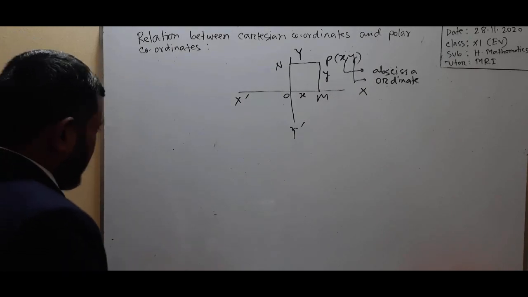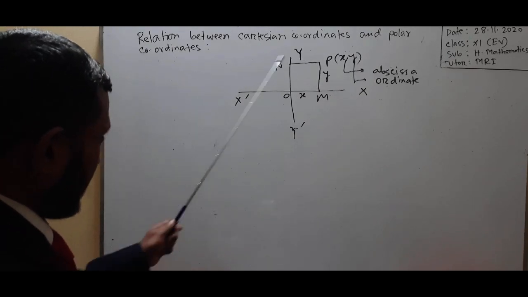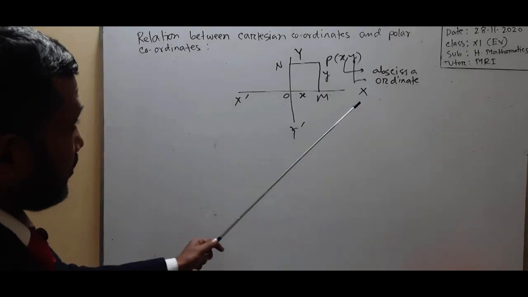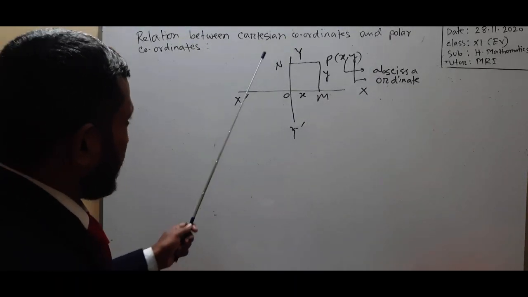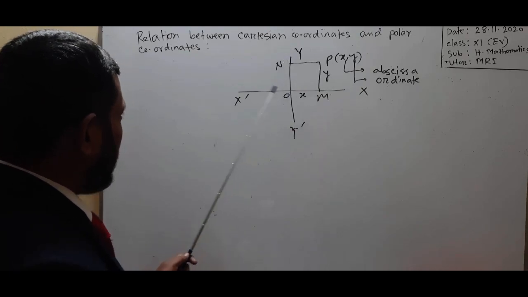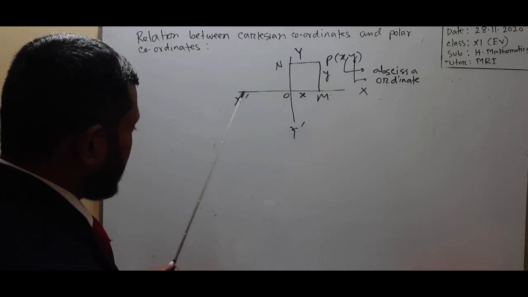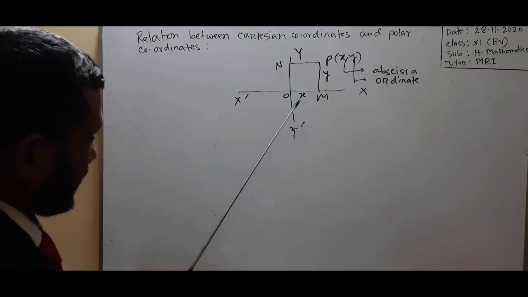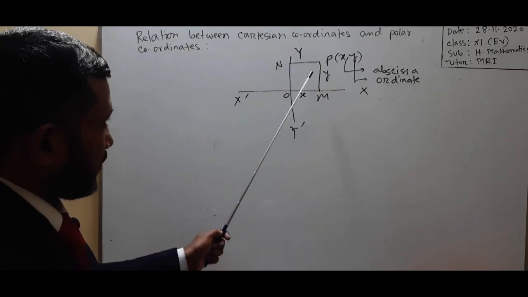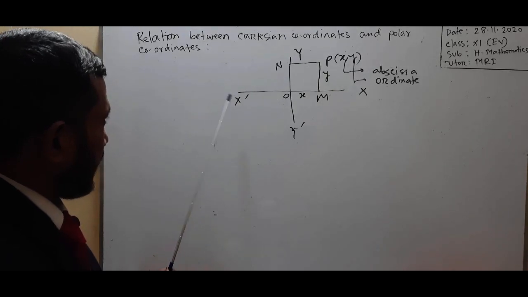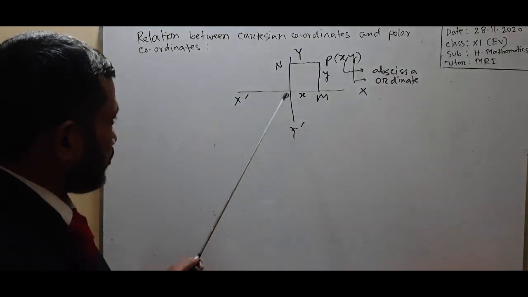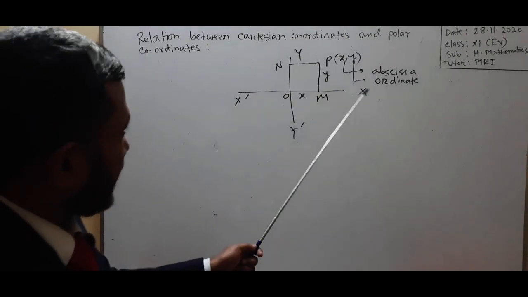The x-axis and y-axis, that is XOX dash and YOY dash, divide the plane into four regions: XOY, YOX dash, X dash OY dash, and XOY dash. Here XOY is the first quadrant, X dash OY is the second quadrant, X dash OY dash is the third quadrant, and XOY dash is the fourth quadrant.